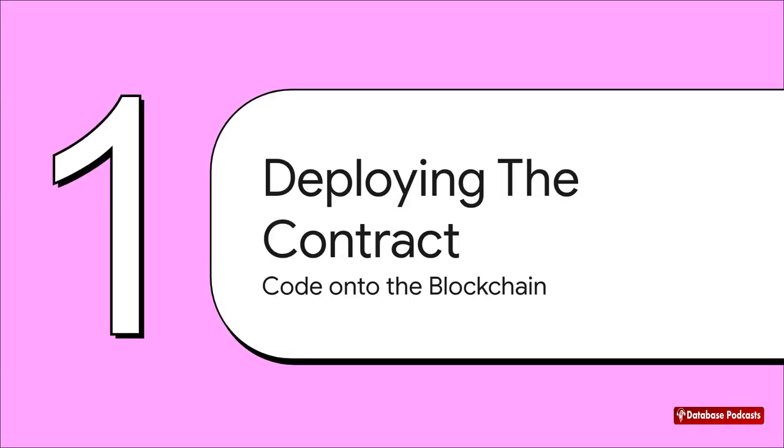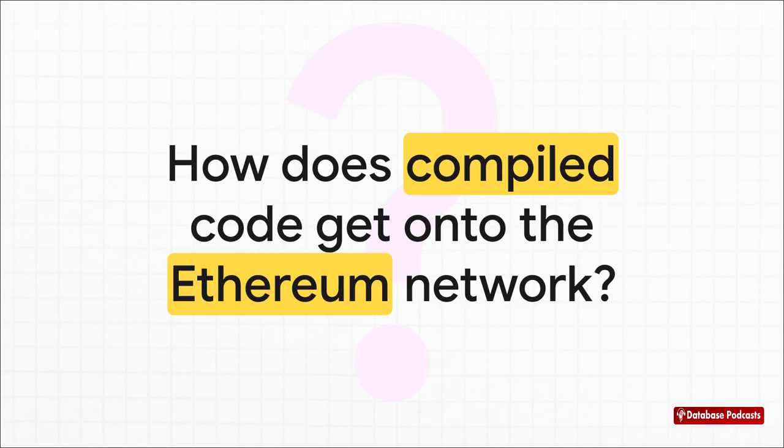Okay, first things first, we have to get our smart contract off our computer and onto the blockchain. This is the first big hurdle, right? You've got your compiled bytecode, basically the language the machine understands. But how does that code get published and activated on the live Ethereum network? It's kind of like having a fully compiled program, but you don't have a server to run it on. So what do you do?